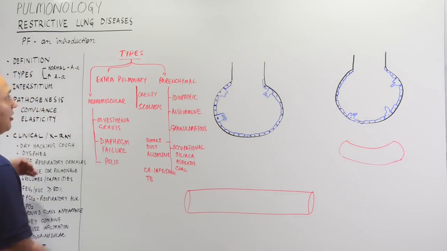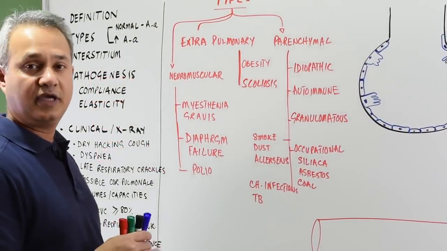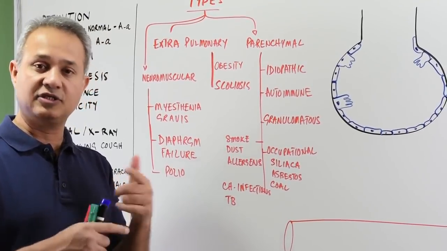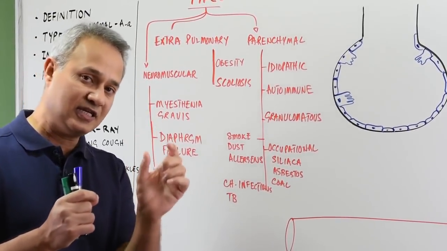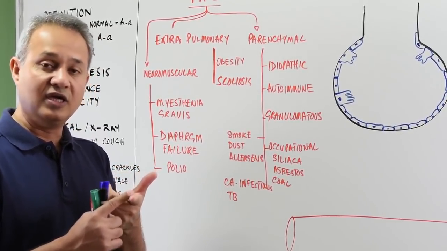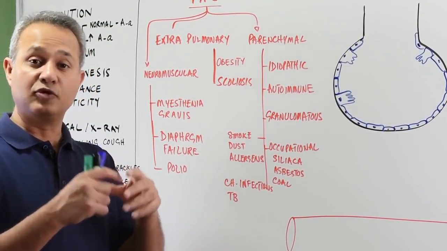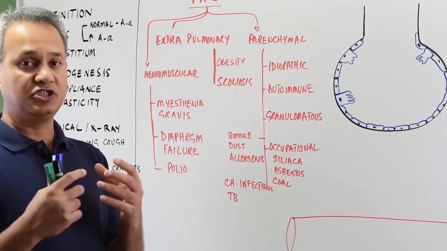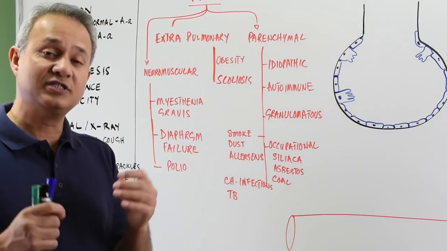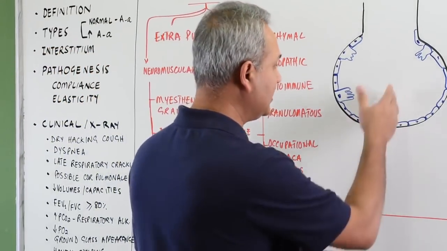The definition of the parenchymal interstitial disease is usually a chronic, progressive, fibrosing disease of the interstitium of the lungs. Sometimes it resolves, so that is why we say the word usually. Now, what is the interstitium? What is the definition of the interstitium? So, let us see here.